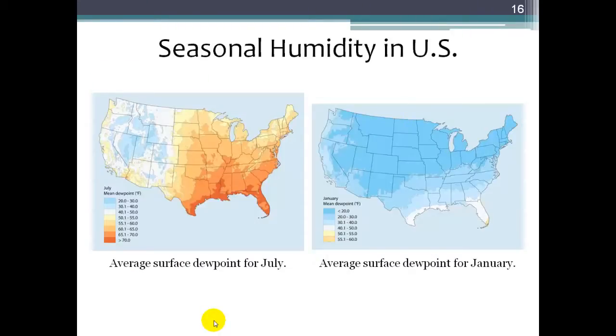These two graphs show seasonal humidity in the United States. On the left, we have the July average surface dew point temperatures. You can see that the dew point temperatures are much warmer in the eastern United States than they are for the west. Again, remember, the moister the air, the closer the dew point temperature will be to the actual air temperature. So here we can see that the west is drier than the east. And then for January, when things have cooled down, we see a more consistent profile across the United States.